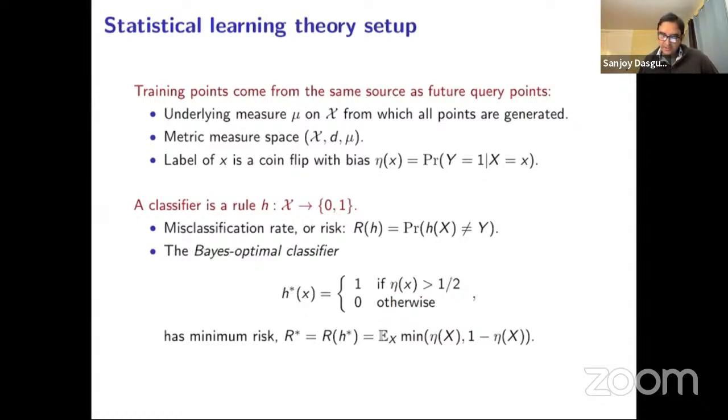In that case, the chance of making an error on X is the min of eta of X and 1 minus eta of X. And so the overall error rate is the expected value over X of this. This is the best possible error achievable on this distribution. It's the Bayes risk. And what we'd ideally like is to converge to the Bayes optimal classifier, or more precisely, to converge to the Bayes risk. We would like a classifier whose error converges to this. Can't do any better than that.